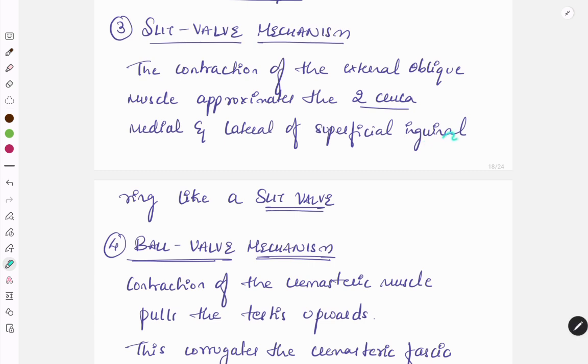I hope this is understood. We all know the superficial inguinal ring is nothing but a deficient place in the external oblique muscle, and it is triangular in nature. So it is like this, and if this is your entire external oblique muscle, when this muscle contracts, these lateral and medial crura are approximated towards each other, which will close it like a slit valve.